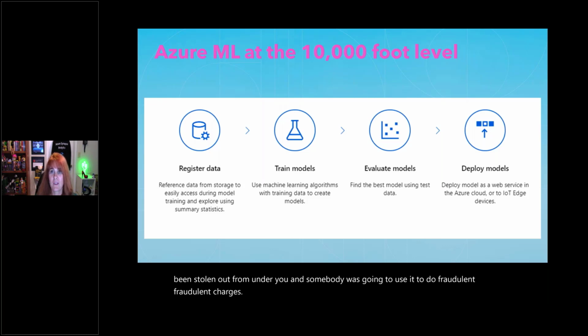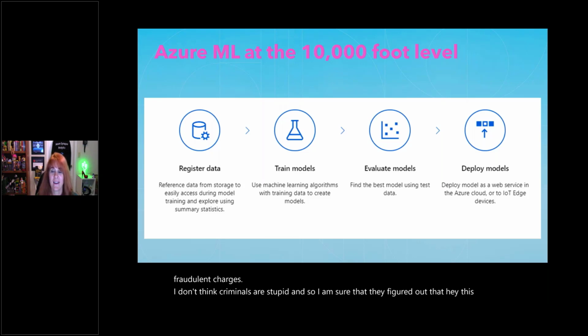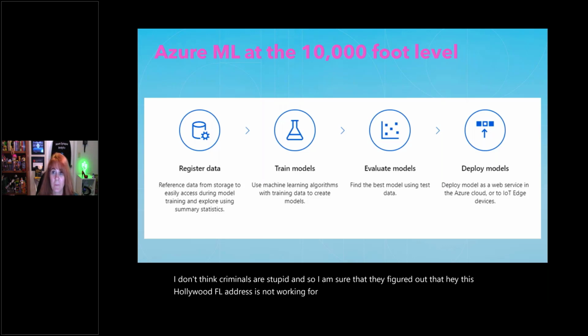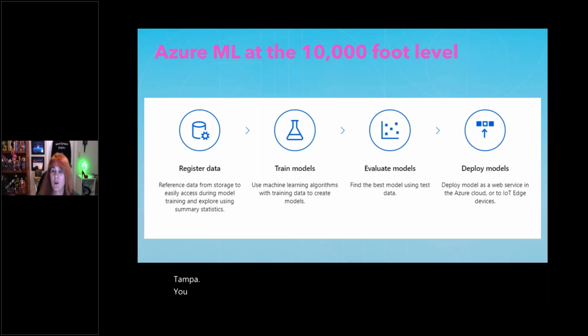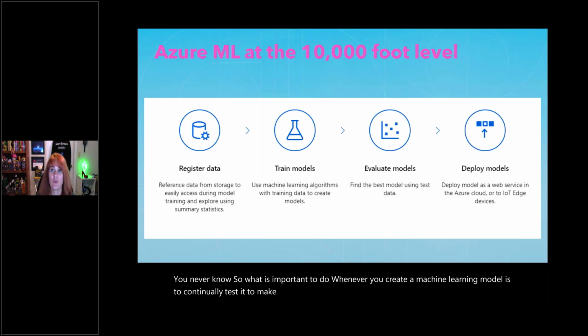Now, I don't think criminals are stupid. And so I am sure that they figured out that, hey, this Hollywood, Florida address is not working for us. And so they moved. So this is the kind of thing that your model would look for if I was looking for fraud, that perhaps would change over time. Because when the Hollywood, Florida location got hot, maybe then they moved to Tampa. You never know. So what is important to do whenever you create a machine learning model is to continually test it to make sure that what you trained the model to uncover matches today's environment.